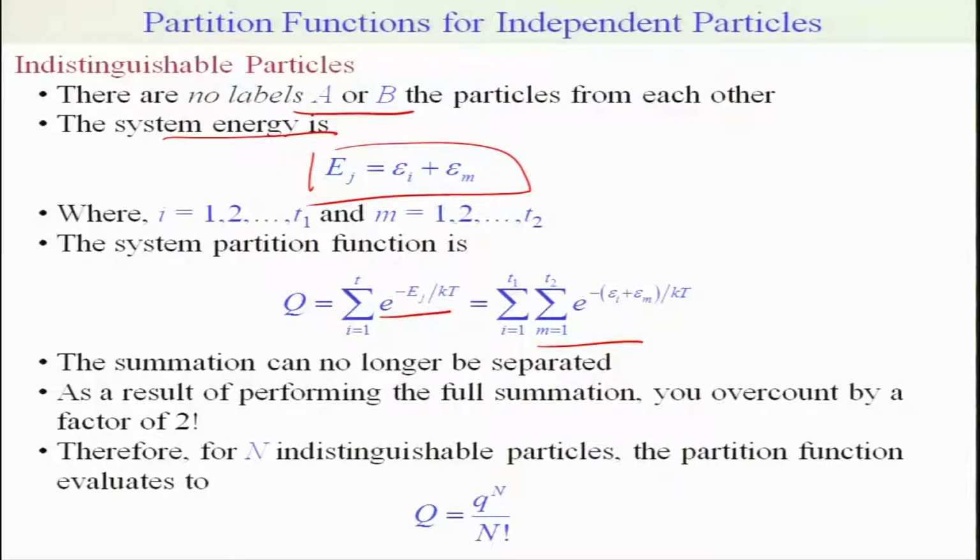As a result, you are going to overcount the summation by a factor of 2 factorial for this 2 particle system. In that case, you have to divide this by 2 factorial, but for n indistinguishable particles, the partition function can simply be q to the power n divided by n factorial. N factorial comes because of the overcounting of the summation, because you cannot segregate or separate the summation. So, this turns out to be the case for the indistinguishable particle partition function, for an n particle system of the same type.